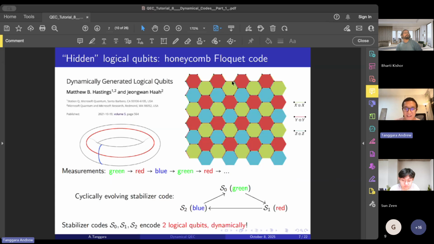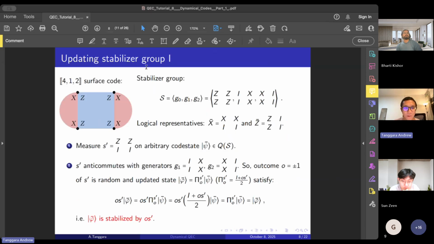Because this is complicated. You have a lot of things going on here. You have a bunch of checks and you have a bunch of stabilizers, but this is way simpler, right? So this is the 412 surface code, and it has 3 stabilizers, right? This is 4 qubit Z and 2 qubit X's, right?